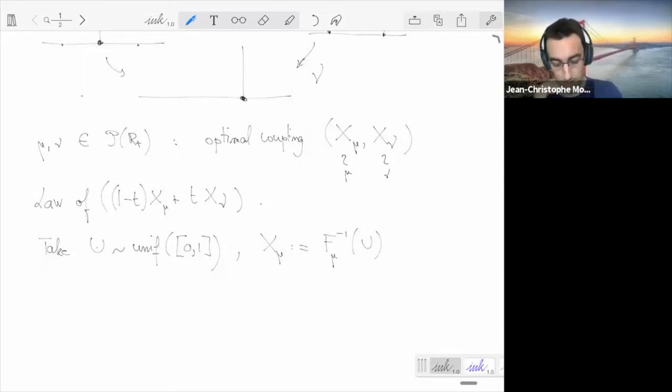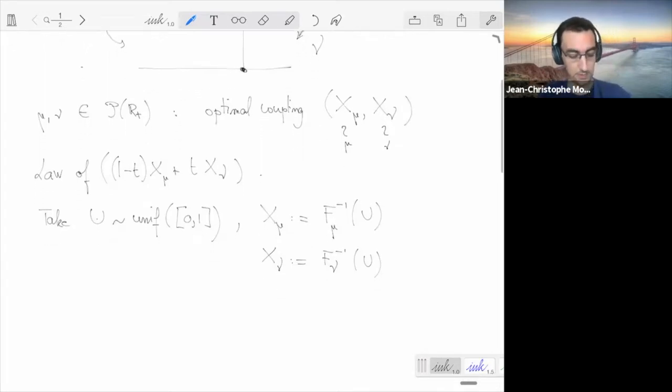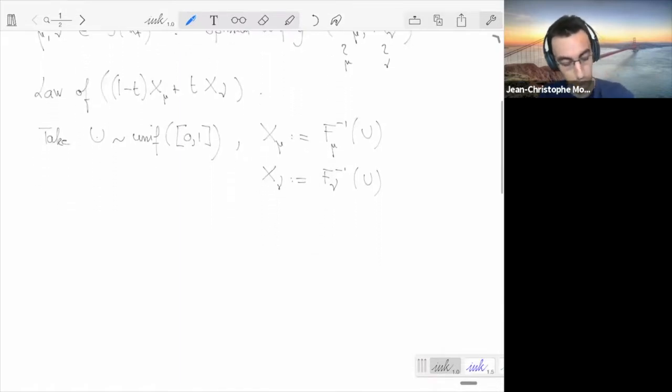Now, if I use the same uniform random variable to also construct a random variable with law nu, then this introduces a non-trivial coupling between the two random variables. And this I will call monotone coupling because, as you can see, they will move together monotonically. On a realization, when X_mu is larger, X_nu will also be larger. So that's one way to define this coupling.